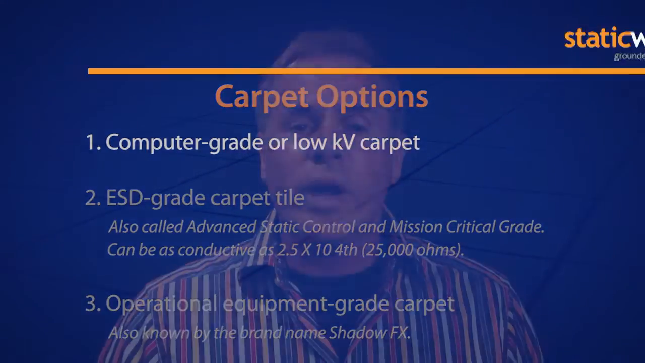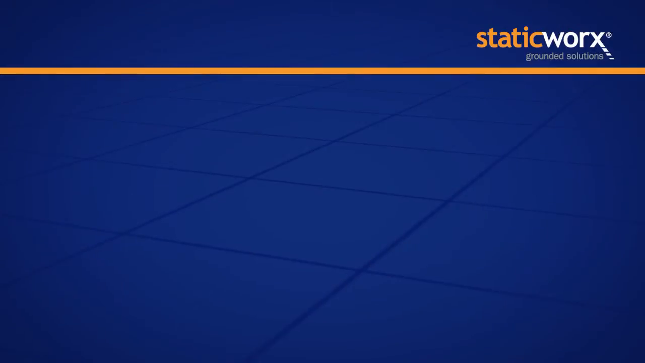The first one we're going to discuss is computer-grade static control carpet. And by computer-grade carpet, what we're talking about is a very old technology that was originally designed to prevent static shocks on people who worked in computer rooms. Early on, probably early 1980s, the thought was that if people did not get a shock when they walked across carpet, then the computer equipment in the room was also protected from static electricity.